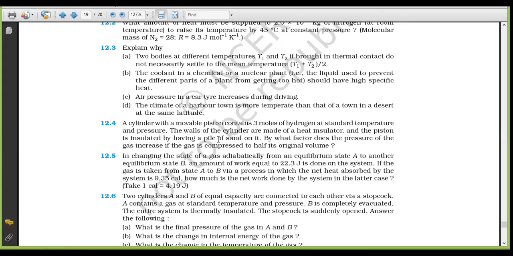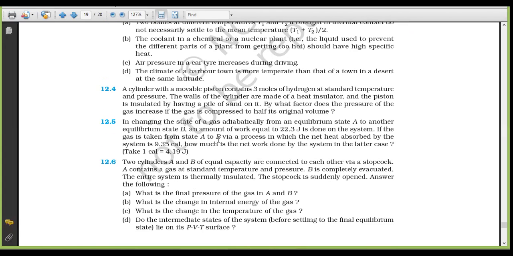Third one, I think it's a theory question. Try it yourself. Okay. Fourth one sounds like a numerical. Yeah, I think it involves 3 moles of hydrogen at STP. Okay, let's try the fourth one.